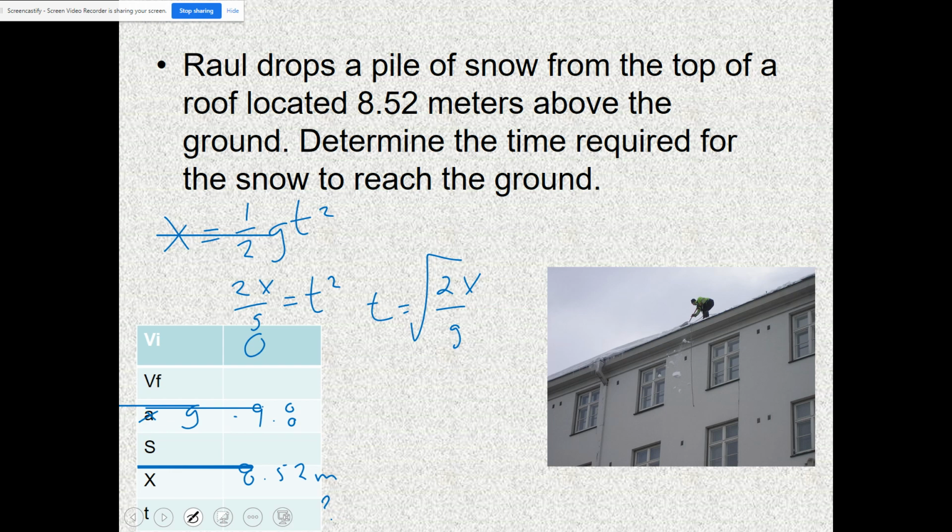In this case, because g is in a square root sign, I certainly wouldn't worry about the negative until after I'm all done, and then I can assign the direction at the very end, because you'll get some kind of an error on your calculator if you try to put a negative in there. So 2 times 8.52 divided by 9.8, square root, and the time is going to be 1.32 seconds. Okay, 1.32 seconds, just like that.